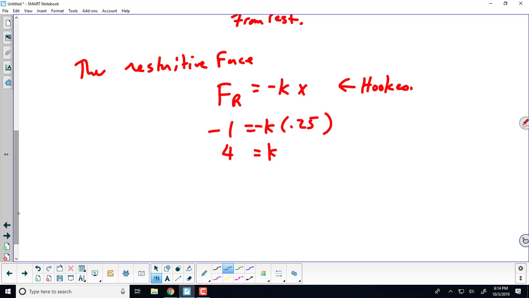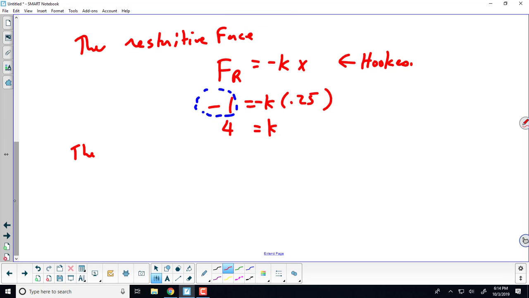Your k value should always be positive if this is a spring. So the way I thought of this is this was negative because it was opposite the force that we were exerting to stretch it. So that's what caused our k value to come out positive. If you do the work and you get that k is negative, just change the sign on it so that it's positive. Okay, that's the restorative force.